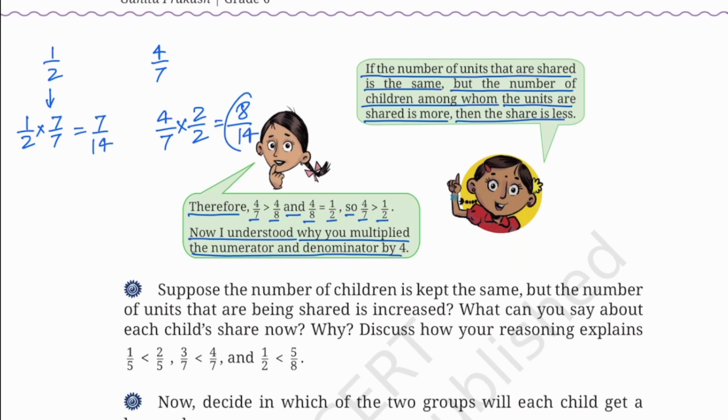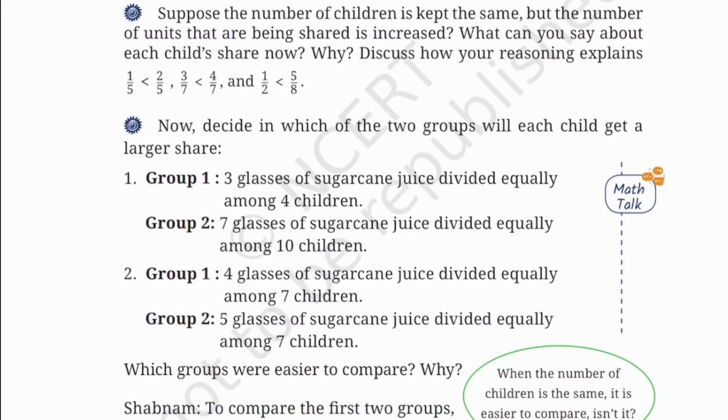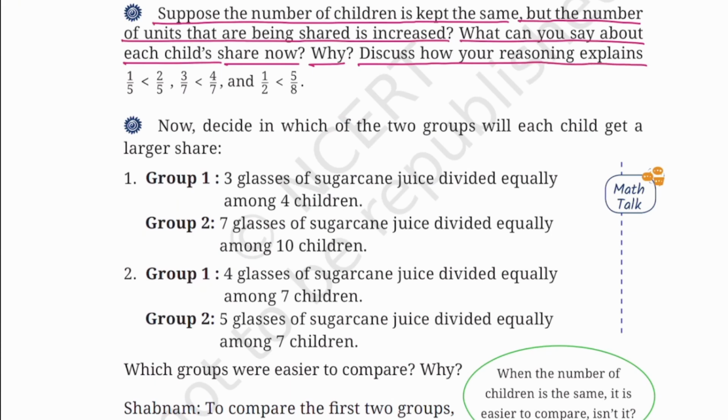You can see 8 upon 14 is more than 7 upon 14. So you can say 4 upon 7 is more than 1 upon 2. Suppose the number of children is kept the same, but the number of units being shared is increased. What can you say about each child's share now? Why? Discuss how your reasoning explains.